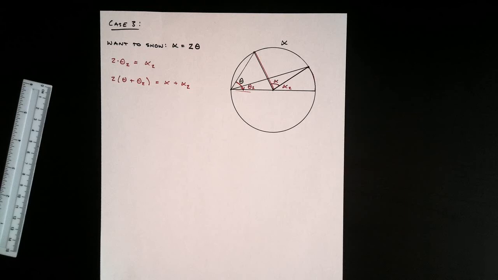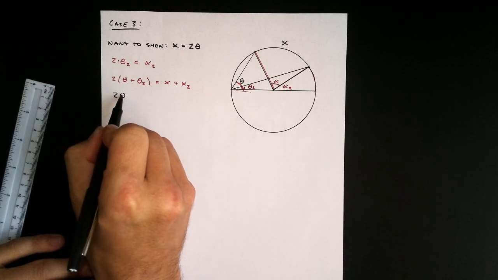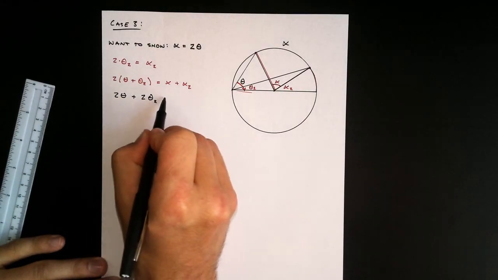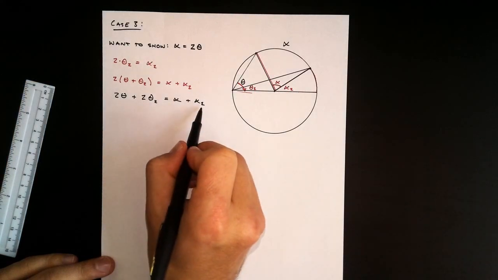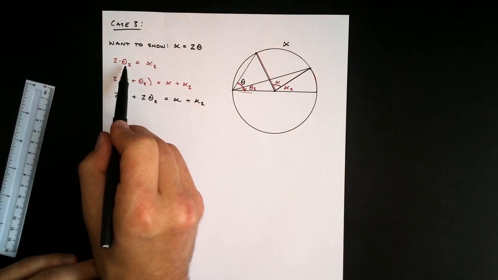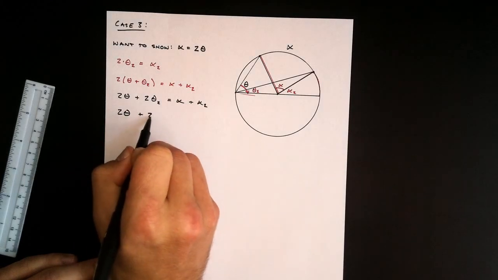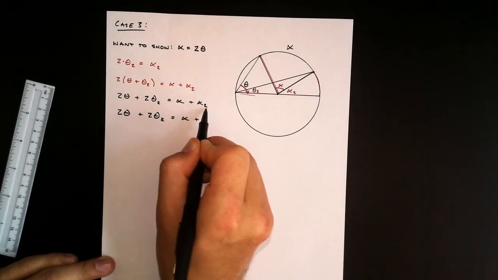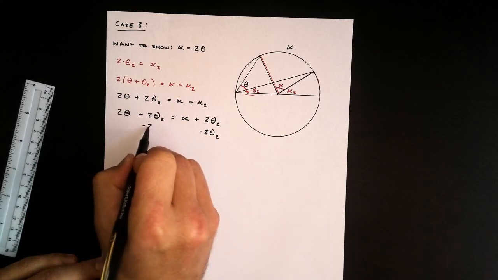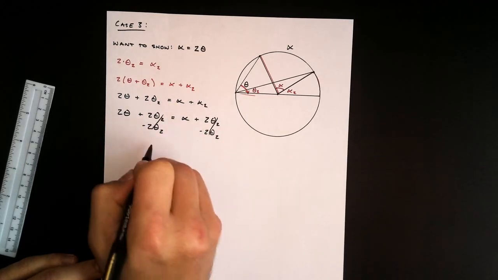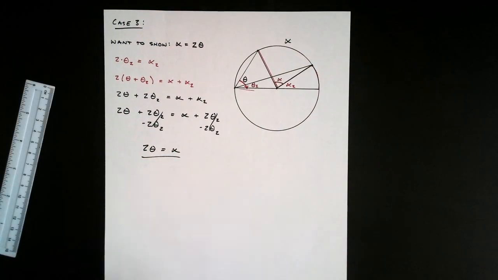Okay. So now we can work with this a little bit. I'm going to start by distributing. So 2 times theta plus 2 times theta 2 is equal to our alpha plus alpha 2. Alpha 2, we said that was the same as 2 times theta 2. Okay, that came from our first little angle here. So let's substitute that in. So instead of alpha 2, we'll substitute in 2 times theta 2. And now I can subtract that from both sides, and that will cancel out. And then what we're left with is 2 theta is equal to alpha, which again is what we wanted.